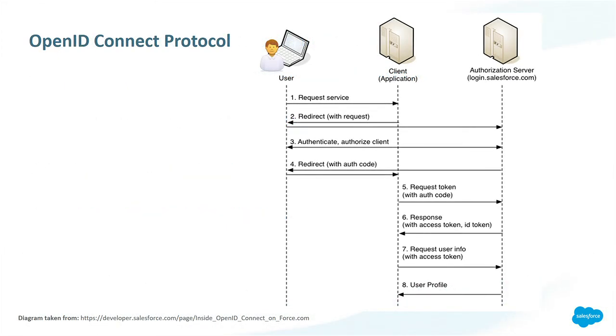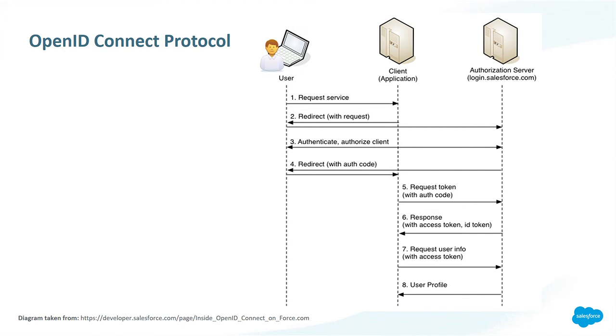So this is how OpenID Connect works. It's kind of similar to how the OAuth flow worked. First of all, if the user requests service from a third-party application, the third-party application then requests the user to authorize it. So at step number 3, when the user authenticates and authorizes the client, the redirection happens with the auth code. We are familiar with that step. Step number 5 is still the same.